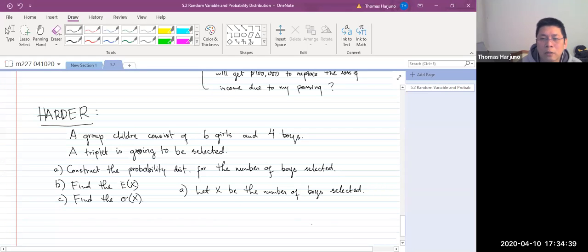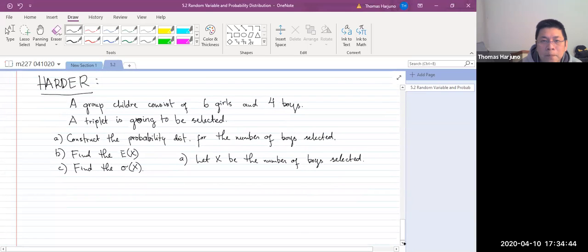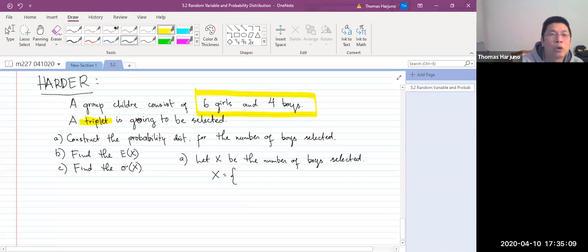Find, let X be the number of boys selected. What are the possible values for X? How many boys possibly selected? Is it possible that when we select 3 people, well, that's what the word triplets means, right? If we need to select 3 children from these 10 children, okay, so how many boys possibly selected?